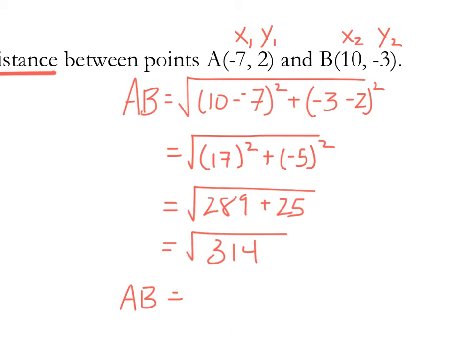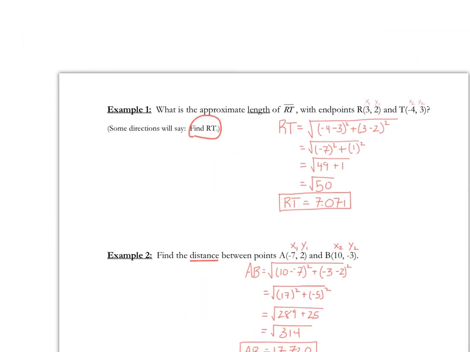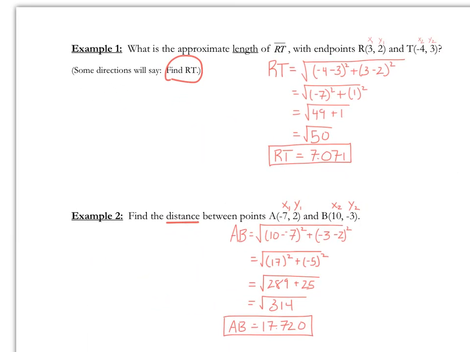So I marked up my x1, y1, x2, y2. Then I plugged it into my formula and solved it. If I do the square root of 314, I'm going to get 17.720, and I am done. So that is your distance formula.